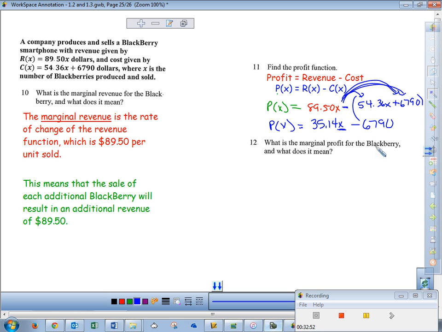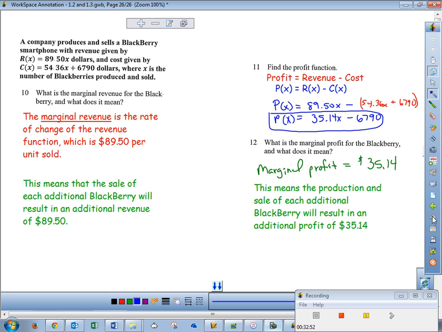What is the marginal profit for a BlackBerry, and what does it mean? Marginal, whatever word comes after it, means please find the slope of that particular function. If they ask for the marginal profit, do we have a profit function? What is the slope of that profit function? What is the slope of this bad boy? 35.14. So the marginal profit is 35.14.